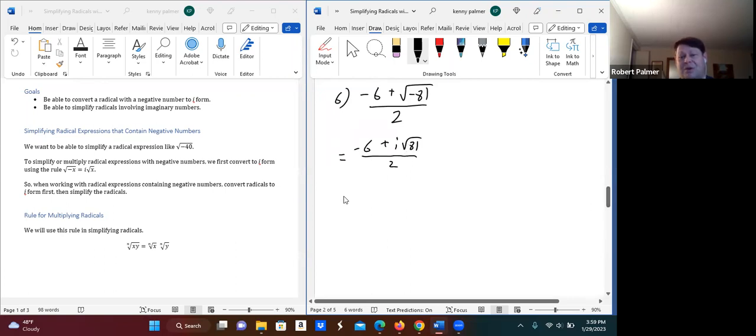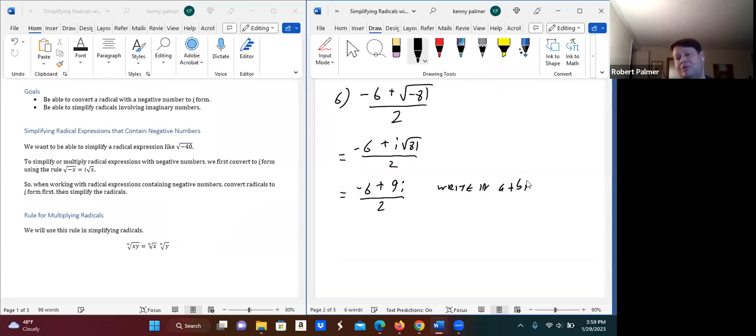And then, of course, the square root of 81 is 9. So I have negative 6 plus, I'm going to write this as 9i, though it doesn't matter. The i can go first, but usually it's written last, over 2. And then finally, this is a complex number. We'll have a real part and an imaginary part. You want to write this in a plus bi form.